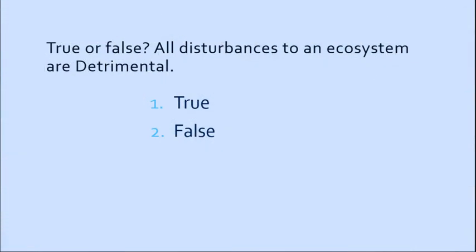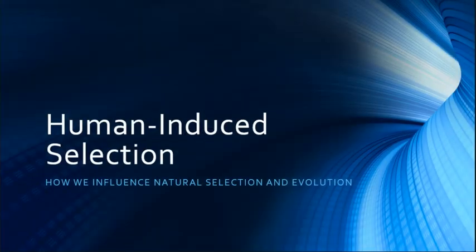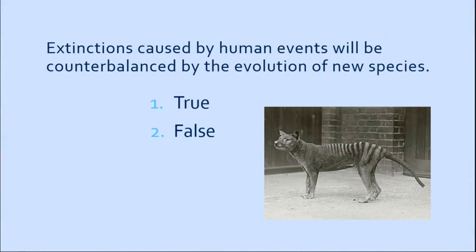Okay, so here's your next question. True or false? All disturbances to an ecosystem are detrimental? Well, no, they're not, right? That's false. Okay, so let's talk about human-induced selection. How do we influence natural selection and evolution? Extinctions caused by human events will be counterbalanced by the evolution of new species. We know that new species are evolving all the time. We also know that we're causing lots of species to go extinct. Are those going to be balanced? No, they will not be.